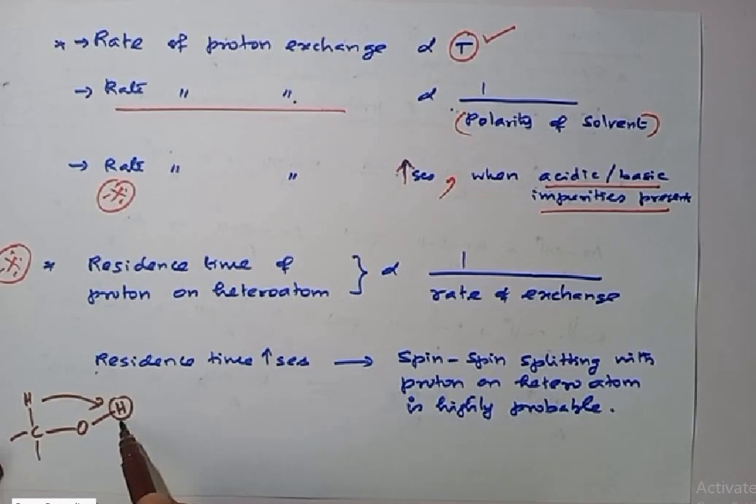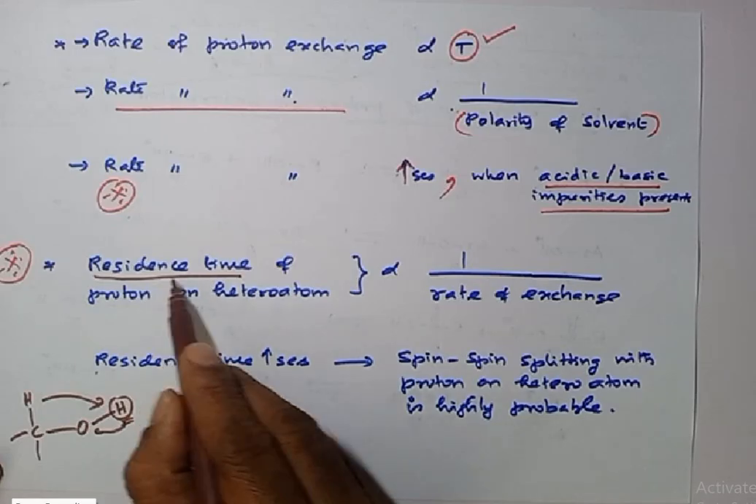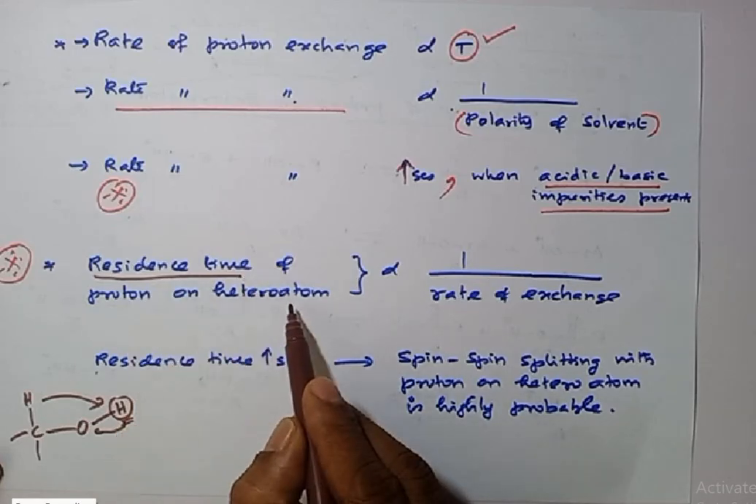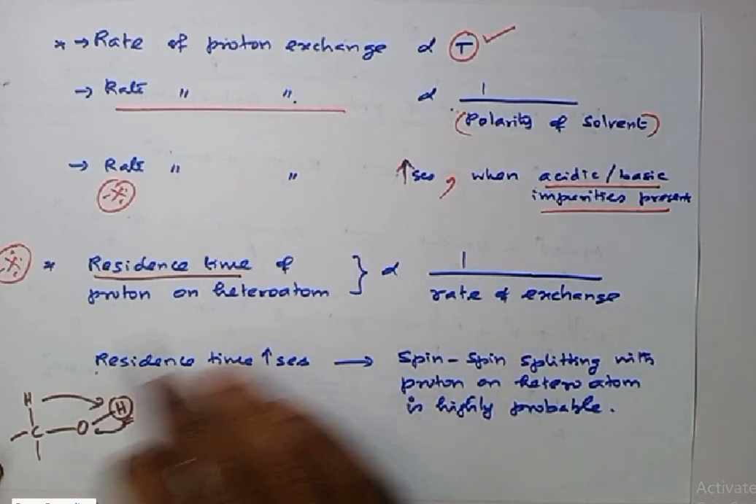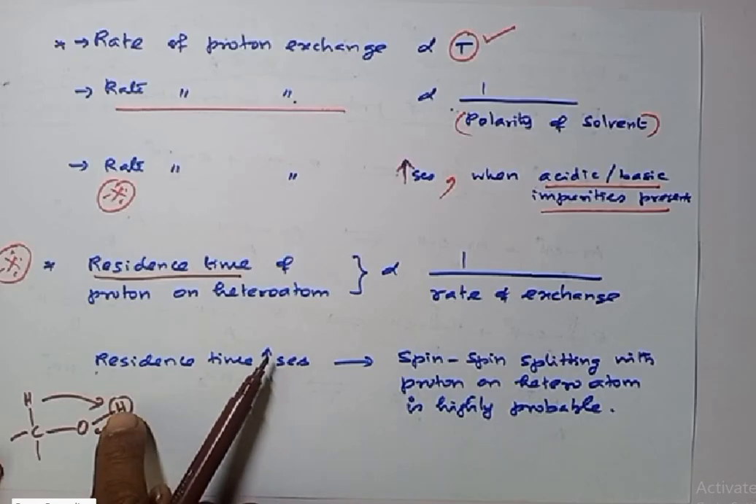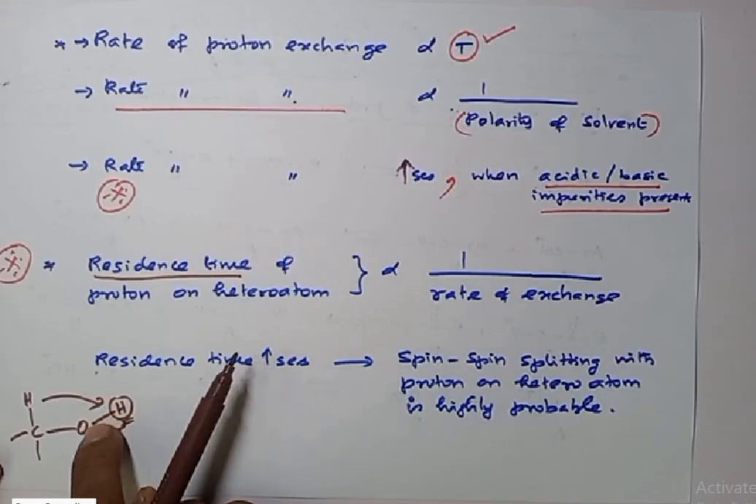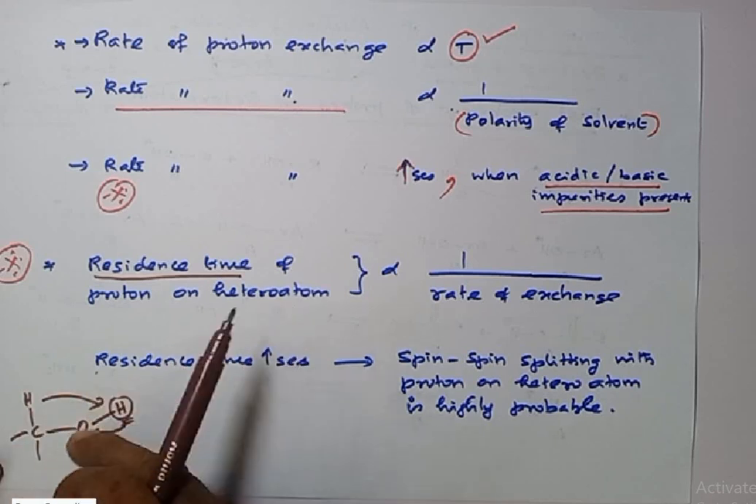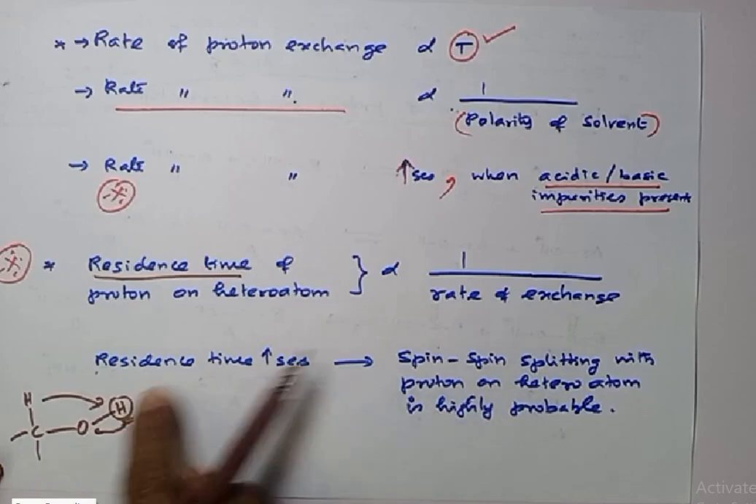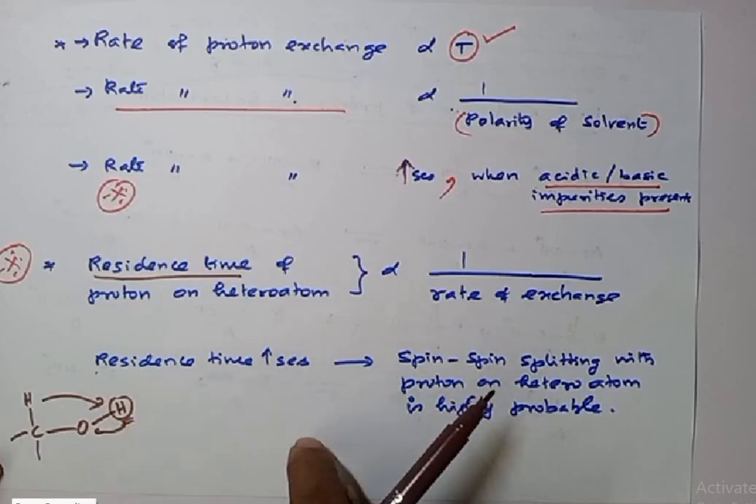See the hydrogen atom, how long this hydrogen atom is present with this oxygen. We call that time the residence time. The residence time of a proton on a heteroatom is inversely proportional to the rate of exchange. If the exchange rate is high, then it is very difficult to couple this hydrogen with this hydrogen, because the exchange is fast, so this hydrogen will immediately go to the other molecule.